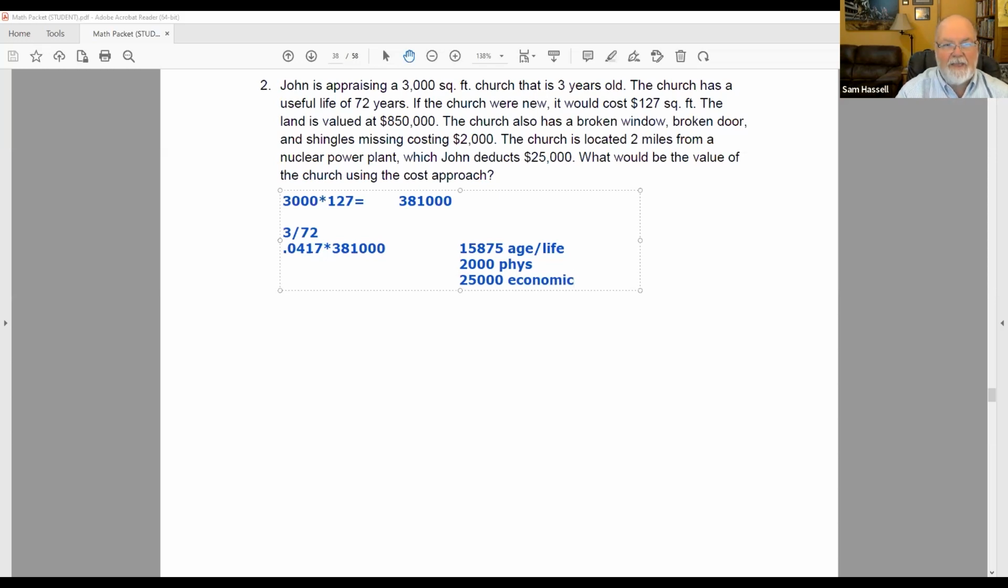So we have these three. We add these three up, and these are going to be our total depreciation. 15,875 minus 2,000 minus 25,000. So we have a net 42,875 of depreciation.